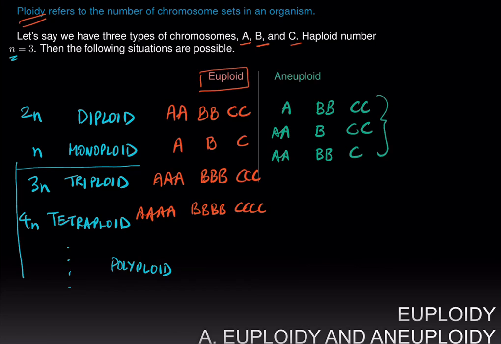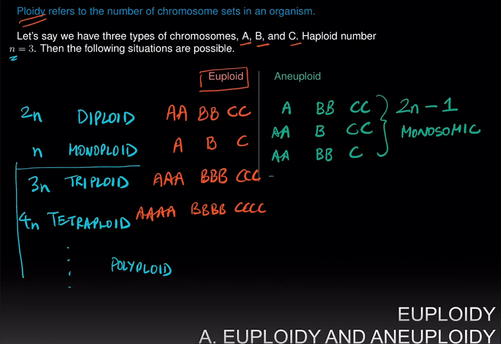In this situation, the number of chromosomes we have is 1 less than the diploid, so it's 2n minus 1, and this is known as monosomic or monosomy.